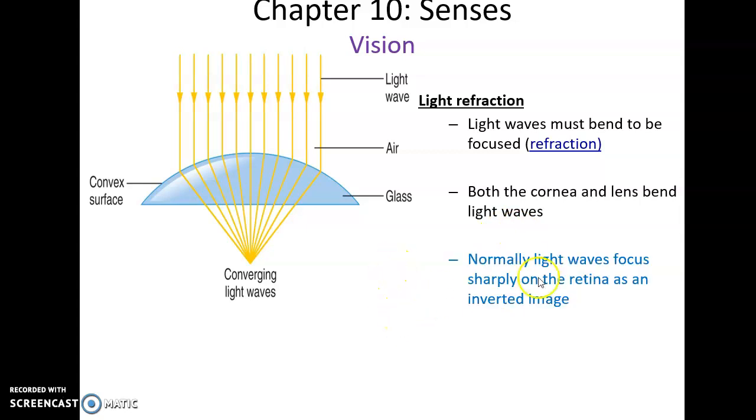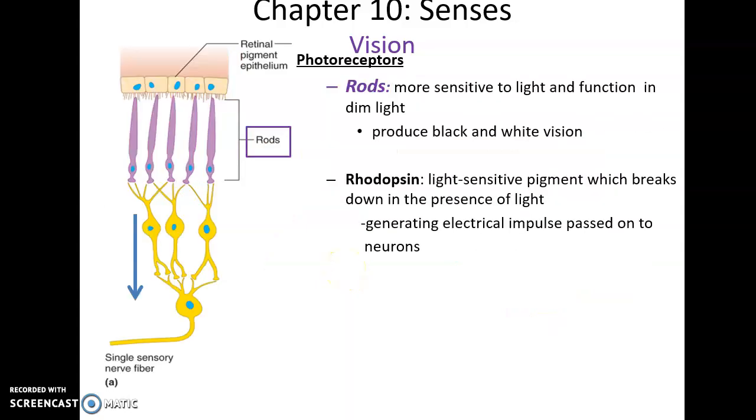And normally light waves are focused on the retina, giving us a clear view of what we're looking at, although technically it's inverted. It's an upside down image, but our brain compensates.